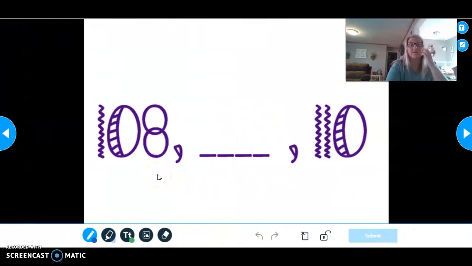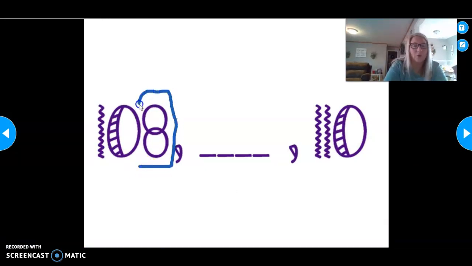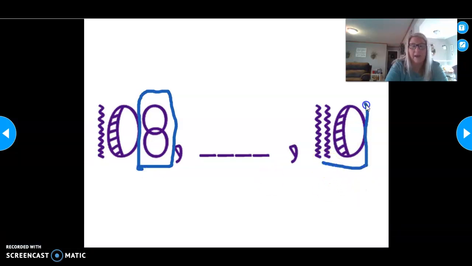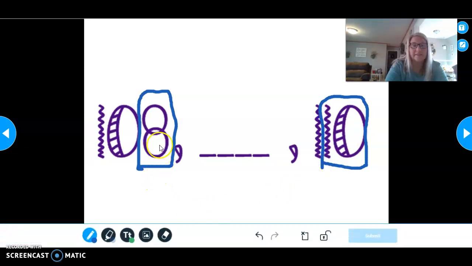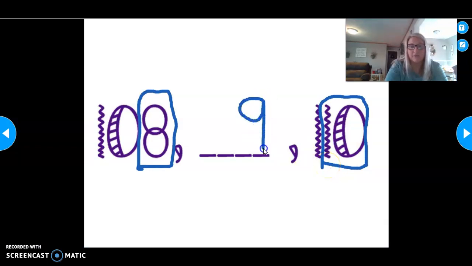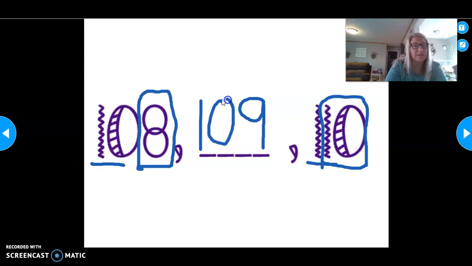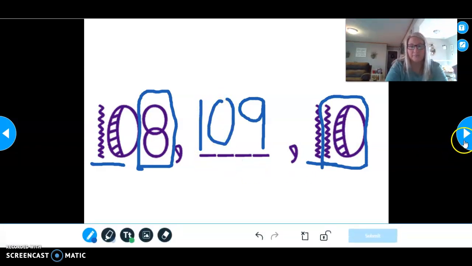Ooh, now it's getting trickier. So we have our hundreds, and you can get out your hundreds chart that I put in your blue or your brown bags with all your school supplies. 8 and 10. So it's missing a 9, but then you have to figure out, do you put a 1 and a 0 or a 1 and a 1? You're going to put a 1 and a 0. 109.